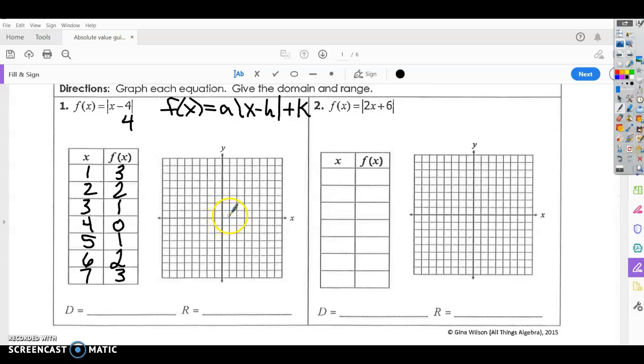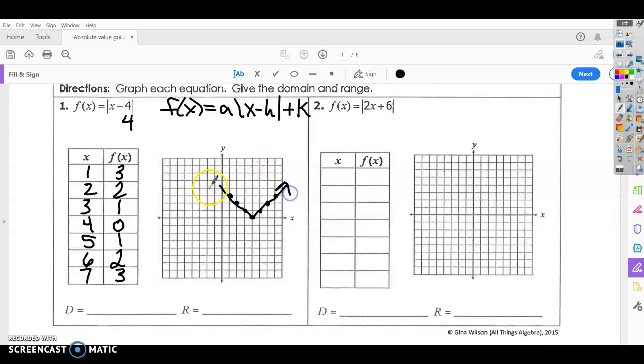So if I go over 1, up 1, 2, 3, that's going to graph my first point. Go over 1, 2, up 1, 2. And I'm going to go over 3, up 1. I'm going to go over 4 and stay on 0. And over 5, up 1. 6, 2, and 7, 3. And that makes our V-shaped graph.